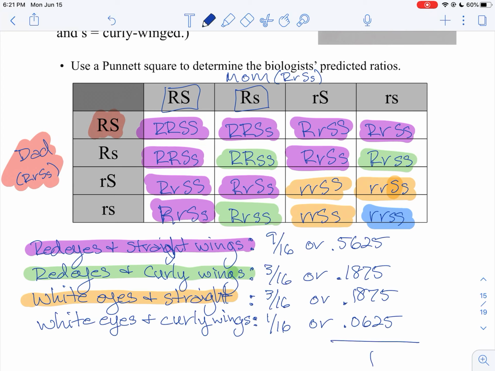And obviously, if you added up all those probabilities, you'd get 16 out of 16, because that's all the different things that could happen, right? So these are all the different categories, and we're looking at the proportion for each of those categories, and does the sample match this, which is the biologist predicted ratios. This is what we predict would happen in an ideal world, okay?